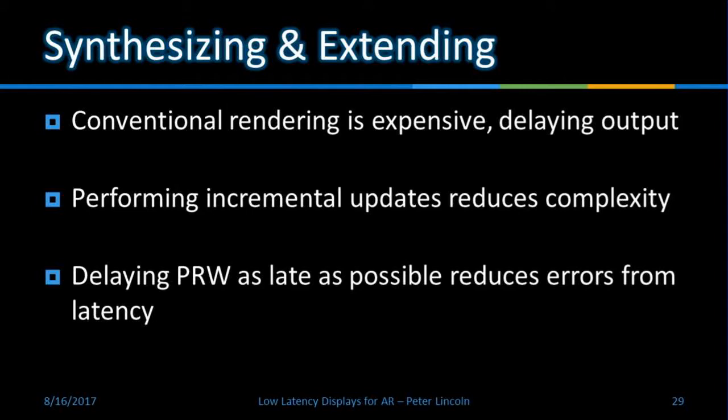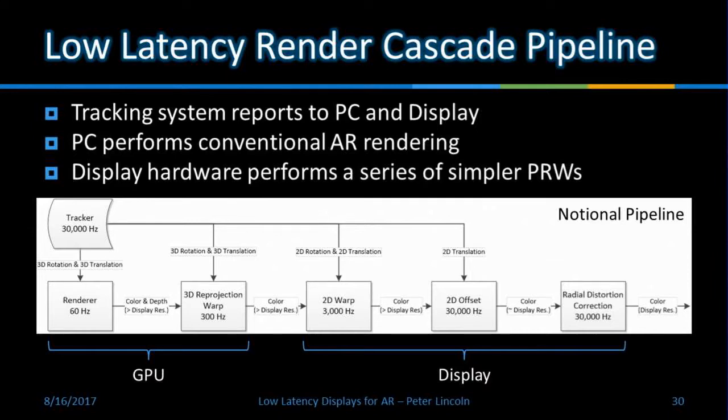So, to combine each of these ideas, conventional rendering is expensive, and it delays the output. And if we perform incremental updates, we can reduce the complexity and be able to update faster and more frequently. And lastly, displaying that post-rendering warp operation as late as possible reduces errors due to latency. So, from all this, I present the low latency render cascade pipeline.